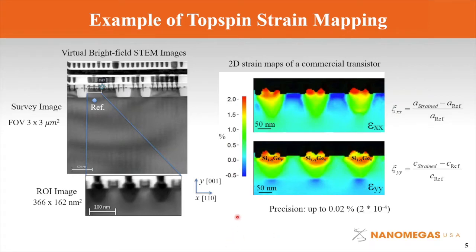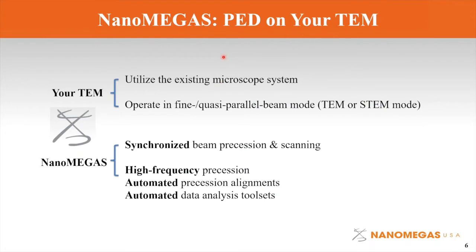Now, the applications like what I've shown above, high reliability orientation maps or high precision strain maps, can be obtained from most of what I call commonplace TEM specimens and on most modern electron microscopes, provided that precession is implemented on the microscope. This is where the NanoMEGAS solution comes in. We can equip effective and efficient precession to your TEM. So you provide the microscope, and the microscope is typically operated at a fine quasi-parallel beam condition. And then the NanoMEGAS system would introduce synchronized beam precession and scanning.